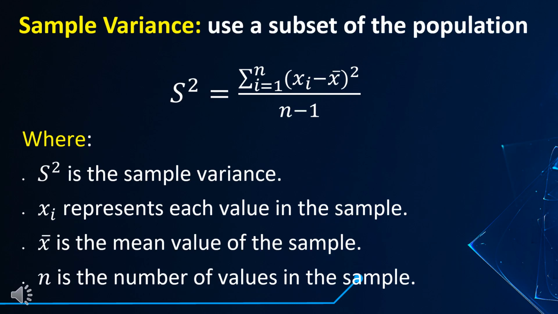Sample variance uses a subset of the population, where s squared is the sample variance, x i represents each value in the sample, x bar is the mean value of the sample, and n is the number of values in the sample.